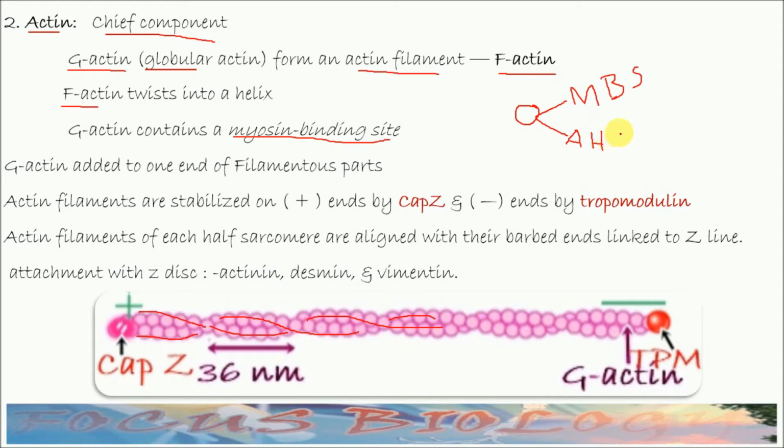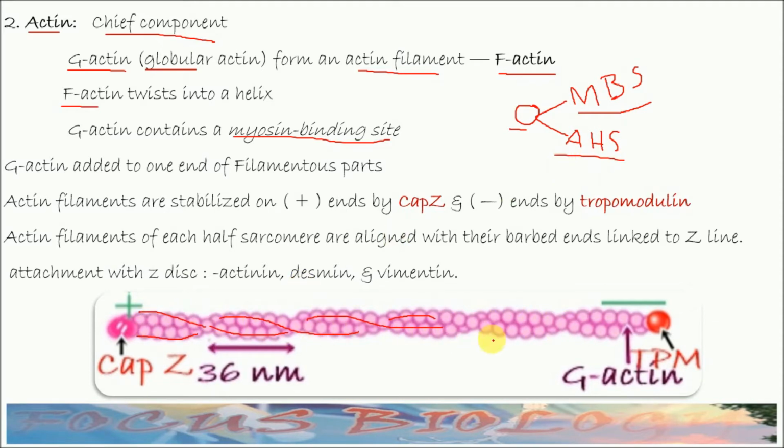AHS. A here stands for ATP, H stands for hydrolyzing, and S stands for site. So this actin molecule has two sites. One is called MBS, myosin binding site. Another is called AHS, ATP hydrolyzing site.